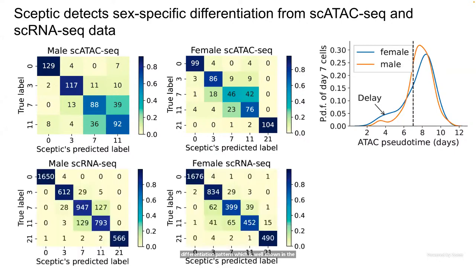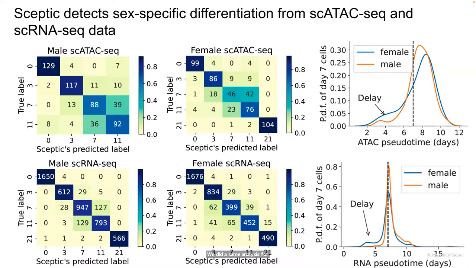We did the same analysis for the single cell RNA sequencing data set by comparing all the RNA pseudotime for the day 7 cells. We observe a similar delay pattern in the RNA pseudotime.